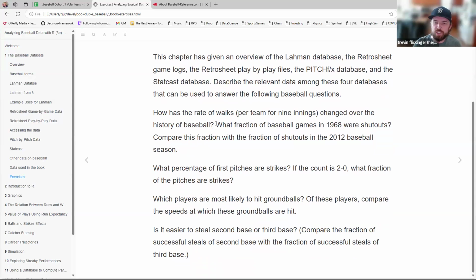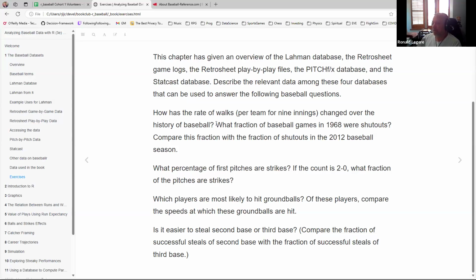Would that be Retrosheet for the first one? I don't know. I don't know the right answer. But it does say per 9 innings, so maybe you could do it with the Lahman data set, since that would have the full walks, right? Per team per game. Right? No, it doesn't. No, you're right.